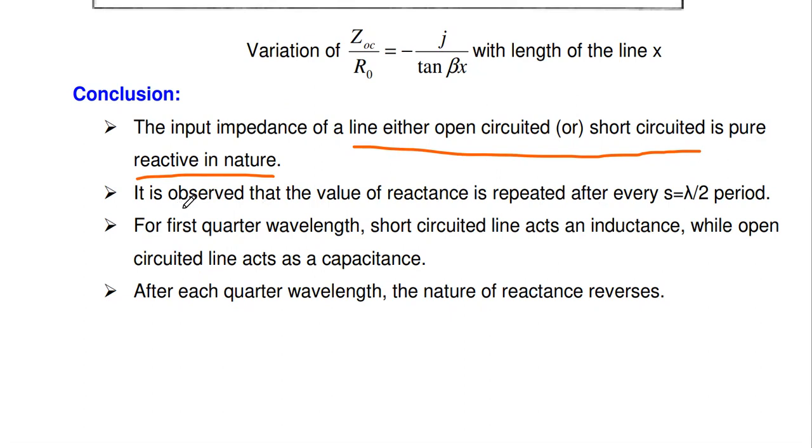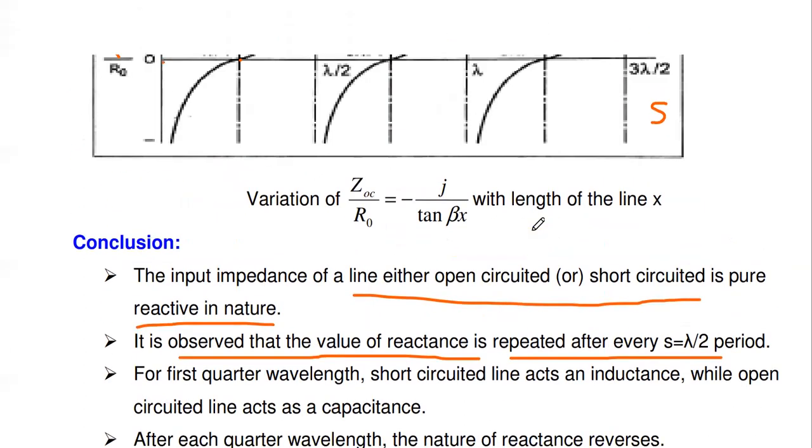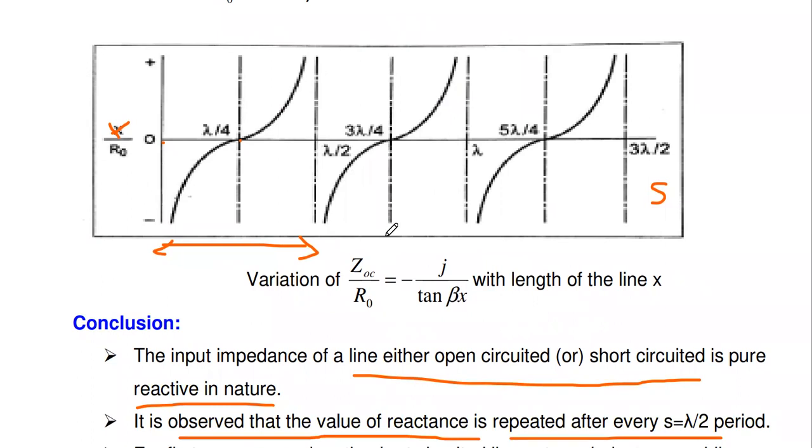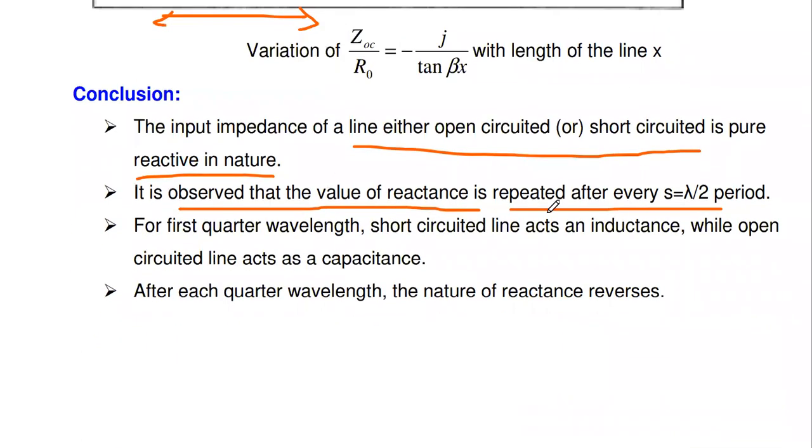And the next one: it is observed that the value of reactance is repeated after every S equal to lambda by 2 period. Here you see, this is one cycle. After lambda by 2, the same shape of reactance curve repeats again and again, either in open circuited or short circuited. That is the second thing: the value of reactance is repeated after every S equal to lambda by 2 period.